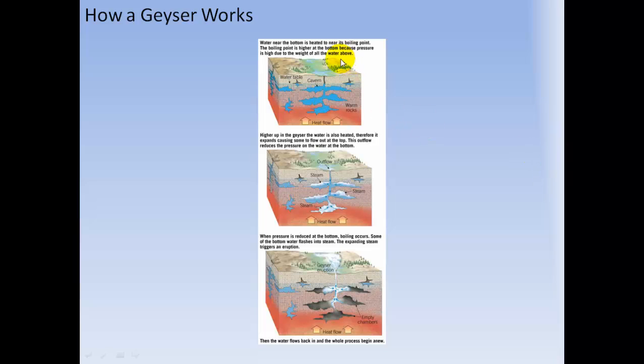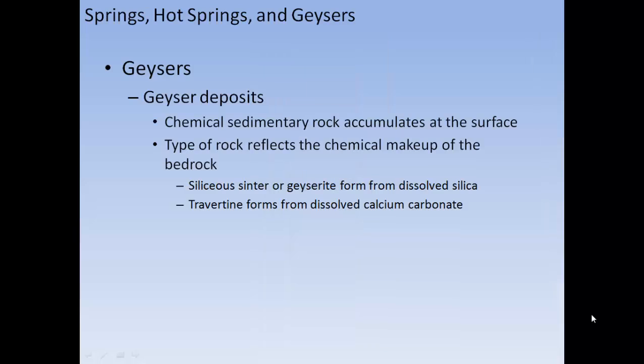So here we have our deep cavern of water. There's a lot of heat coming in from below. That water gets converted into steam, and it basically erupts through this channel, and you have this geyser eruption. Eventually this will fill again with water, and the cycle will go again. Geyser deposits.